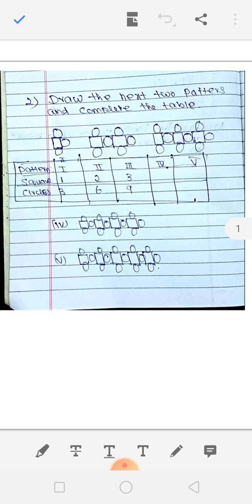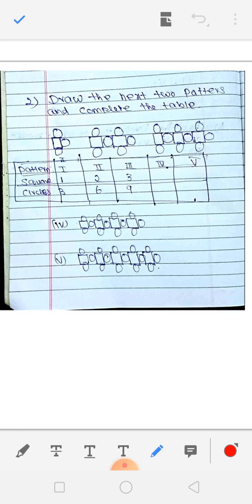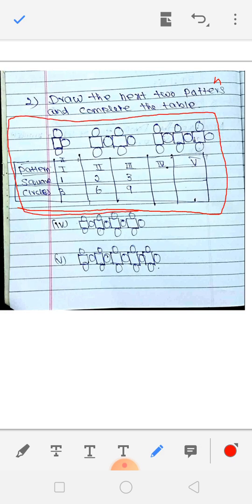And then the second question is, draw the next two patterns and complete the table. So this is my question. Draw the next two patterns. So we have to find this fourth and fifth places in the table.